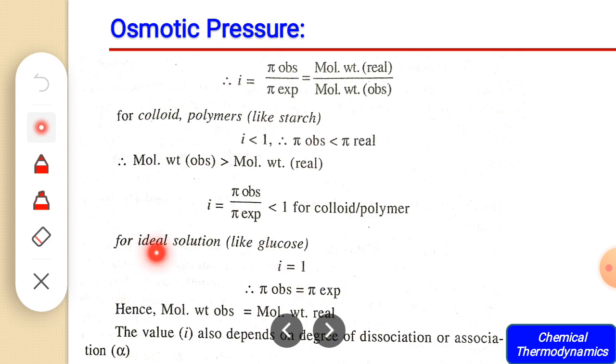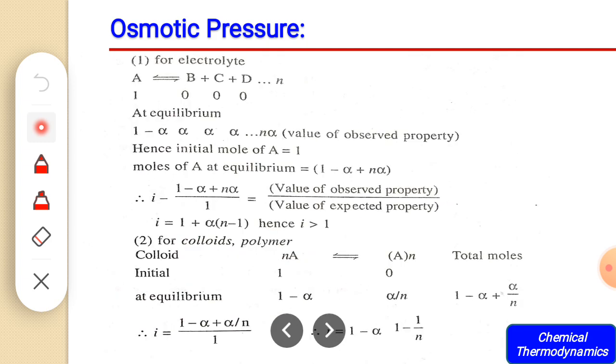But for the ideal solution, this van't Hoff factor, which means the ratio of the observed to the actual colligative property, is going to be 1. Therefore, the van't Hoff factor is 1, and the observed osmotic pressure is going to be equal to the expected value of osmotic pressure. So this is very simple.